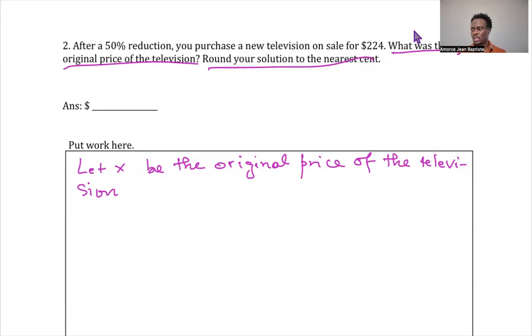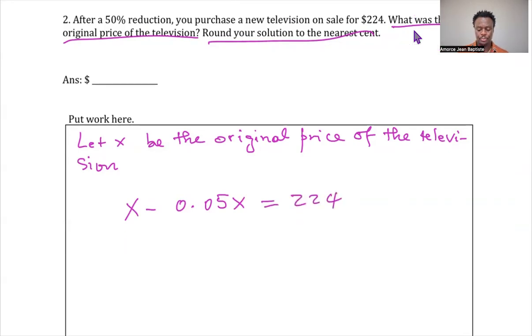So that tells me it's X minus 0.5x. When you subtract half of X from X, because 50% is half, you should get 224.